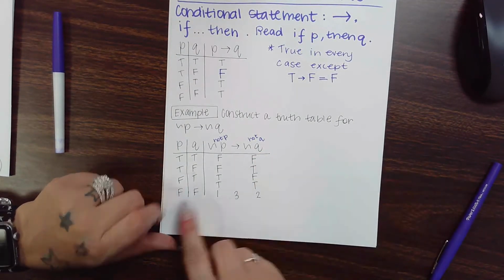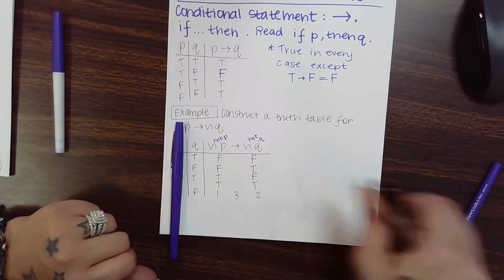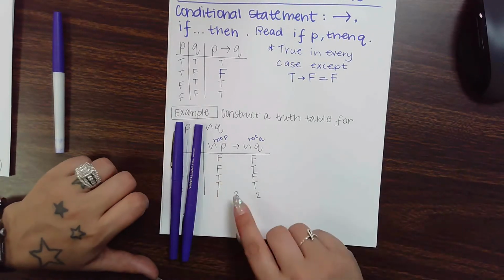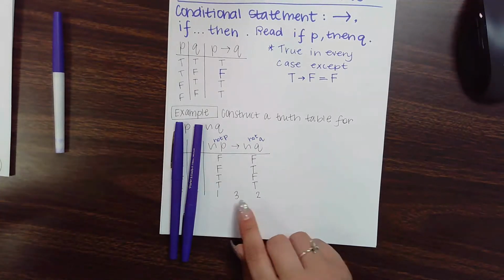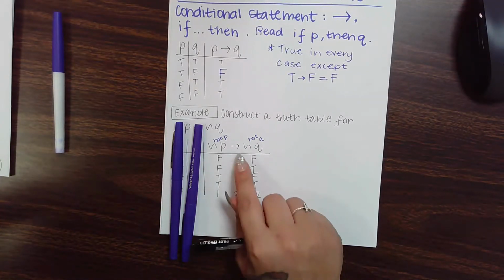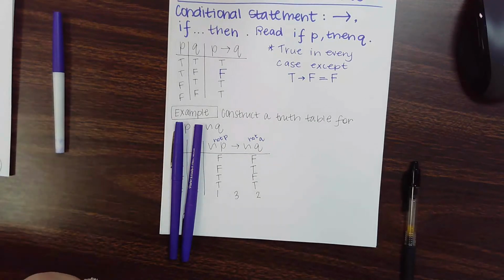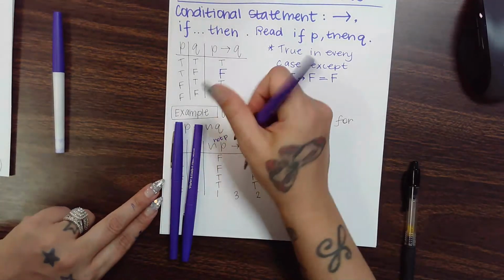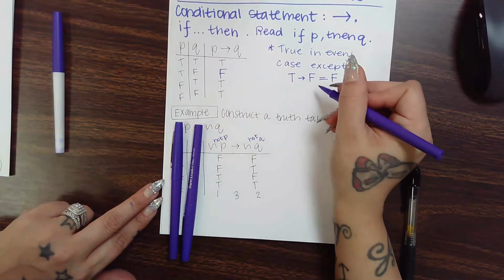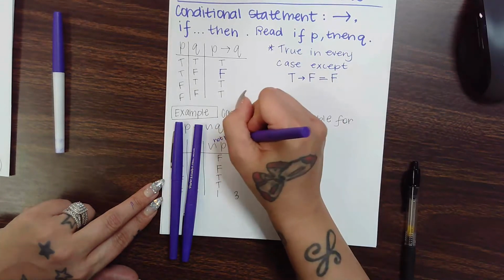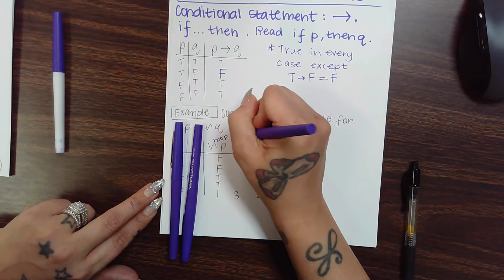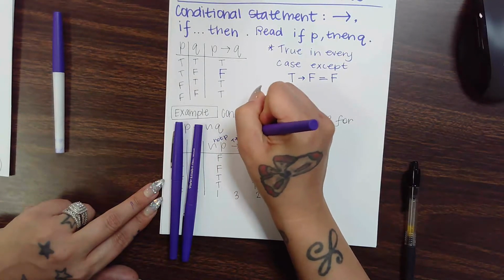Now after you've done that, essentially you're done with these right here. I'm looking at what I've numbered 1 and what I've numbered 2 to answer 3. And the operation that I'm doing is this if-then operation. And if you look up here, I know for a fact that the only time I'm going to get false is when I start with T and I go to F. If I see anything else, it's a true.